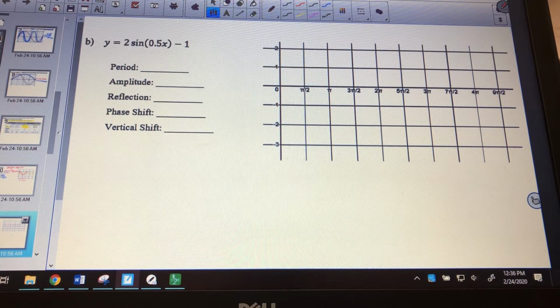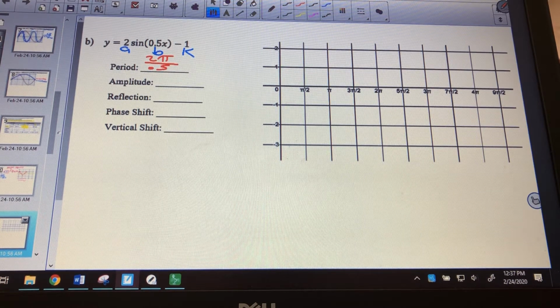All right, do we have an A? Yeah, A. Right? B and K. So no H. We are not doing any horizontal shift yet. Okay, so the number multiplied by x, that's your B value. So here we go, period, okay? That's 2 pi, or are we in degrees? No, we're in radians. So 2 pi over 0.5, because 0.5 is our B value, right?